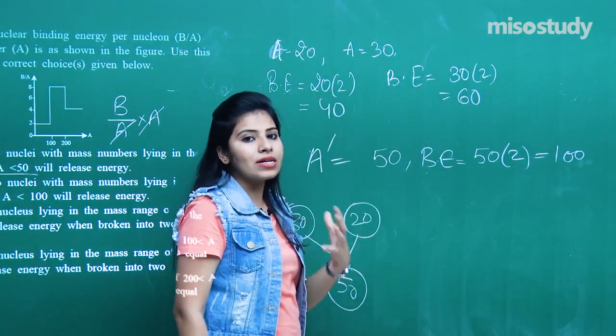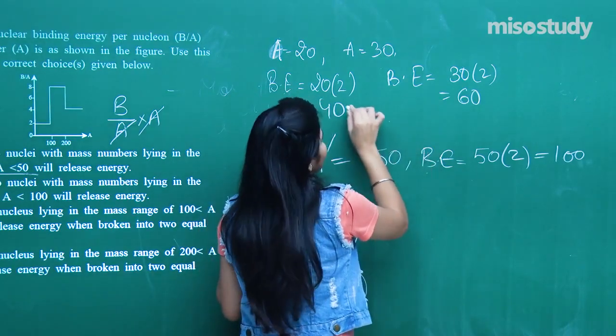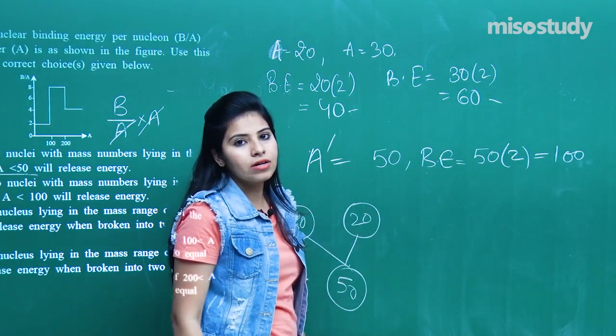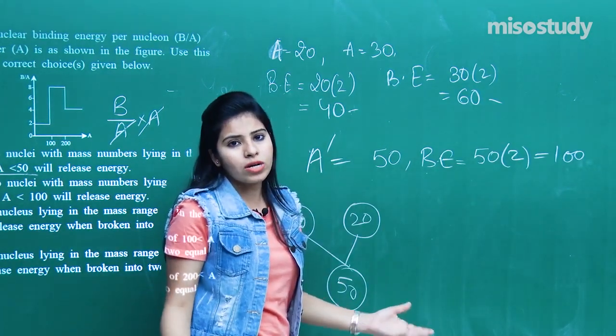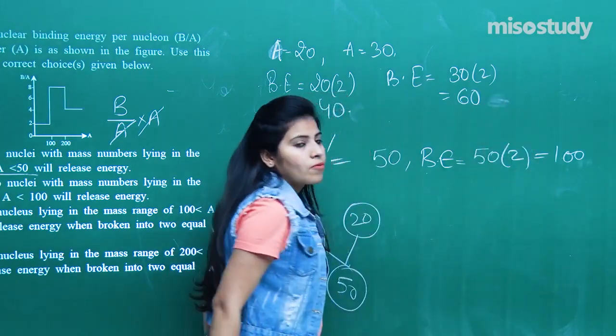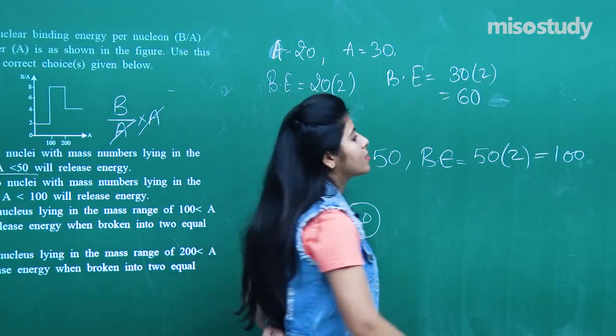Now we will see whether there is any energy released or not. We will see that earlier it was 40 plus 60 and now it is 100. So that means no gain or no release of energy. One thing that I have told you is that now you have to apply that.